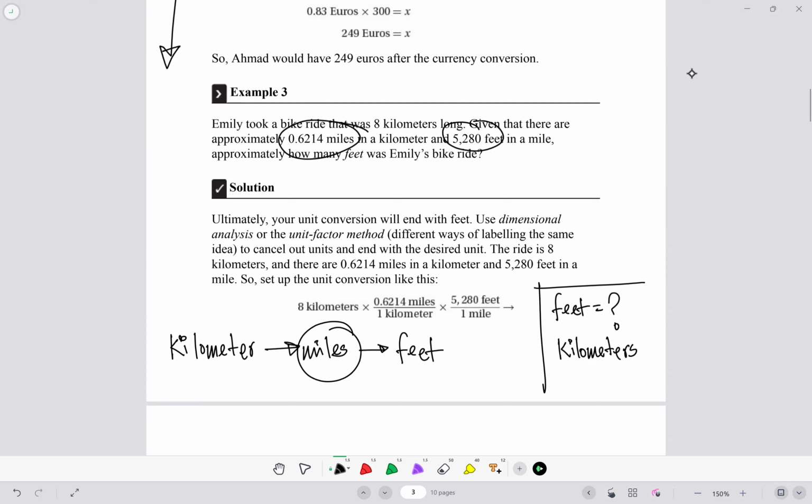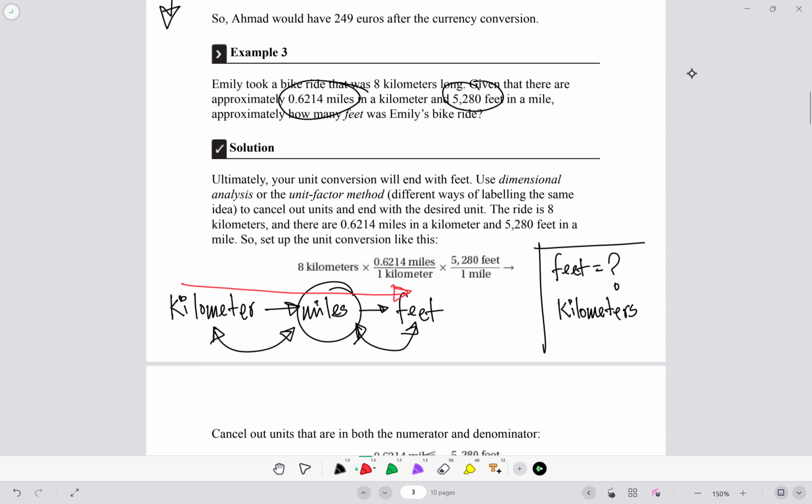We know the relationship between kilometers and miles because it is already given in the question. And we also know the relationship between miles and feet because it is already given. So we just need to convert the kilometers to miles and then convert to feet.